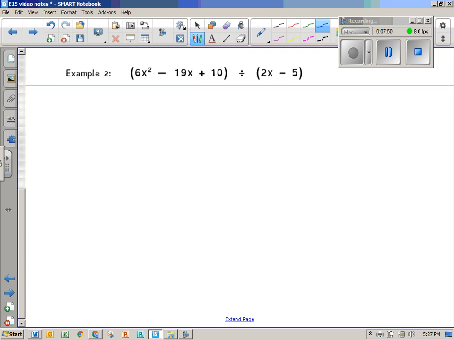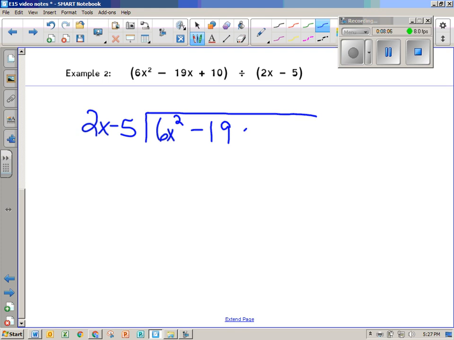Now this one is a little more complicated only because you see some larger numbers, but it's the exact same process. So we put our divisor out to the left, kind of make a long bar this time. 6x squared minus 19x plus 10. Previously in the notes that I had you reading, I mentioned that a polynomial like this one right here is actually called a trinomial because it's got 3 terms, and this is a binomial because it's got 2 terms. Just a little free review right there.